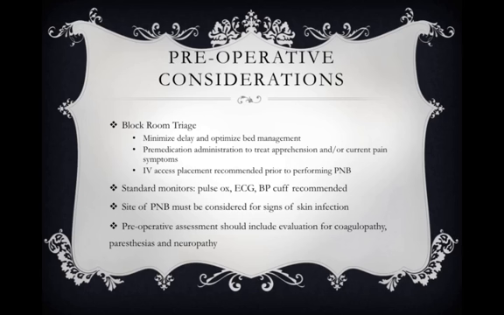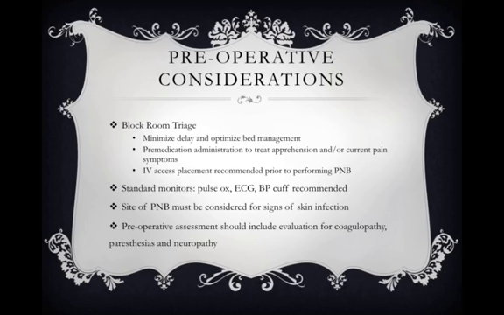And then of course it's important to have IV access placement recommended before the nerve block is performed, because as I'll go over later in the talk, toxicity from systemic spread of local anesthetics can be experienced both in the pre-op and the post-op period. The patients should have standard monitors such as a pulse ox, an EKG, and a blood pressure cuff.